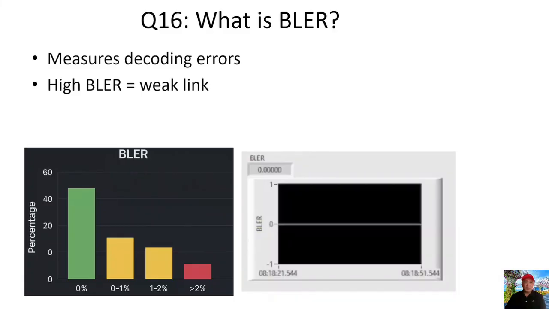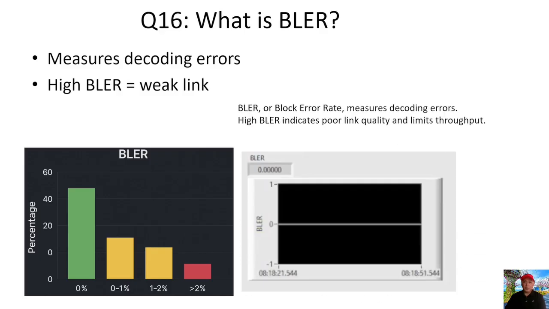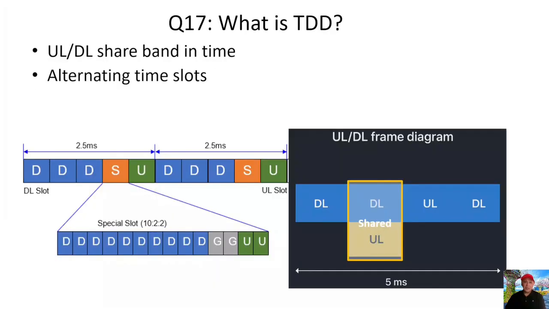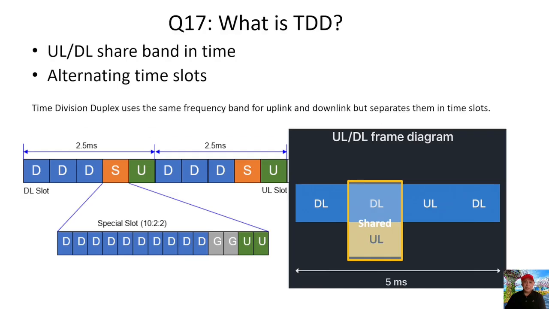Question 16. What is block error rate? Block error rate measures decoding errors. High block error rate indicates poor link quality and limits throughput. Question 17. What is TDD? Time division duplex uses the same frequency band for uplink and downlink, but separates them in time slots.